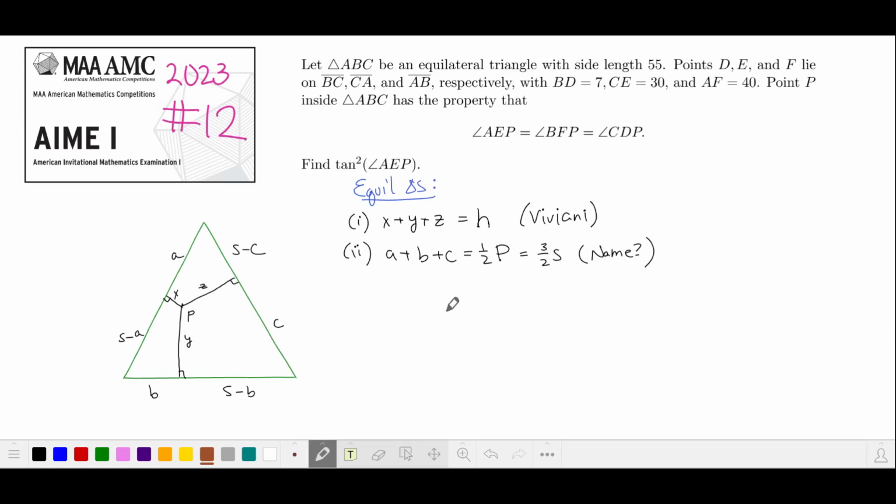The second property is that these altitudes divide each of the three sides into two segments. These alternating segments, the sum of their lengths is equal to half the perimeter of the equilateral triangle.